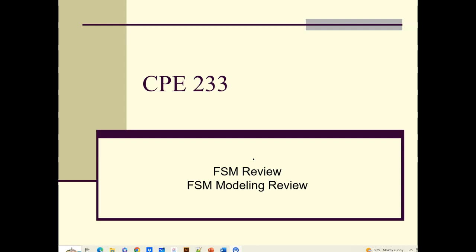Now, when you talk about modeling state machines, what we're skipping over here is the state diagram. Generating the state diagram is the engineering step. We're not going to talk about that here. We're going to say, now you have a state diagram, how do you model that state diagram in Verilog?